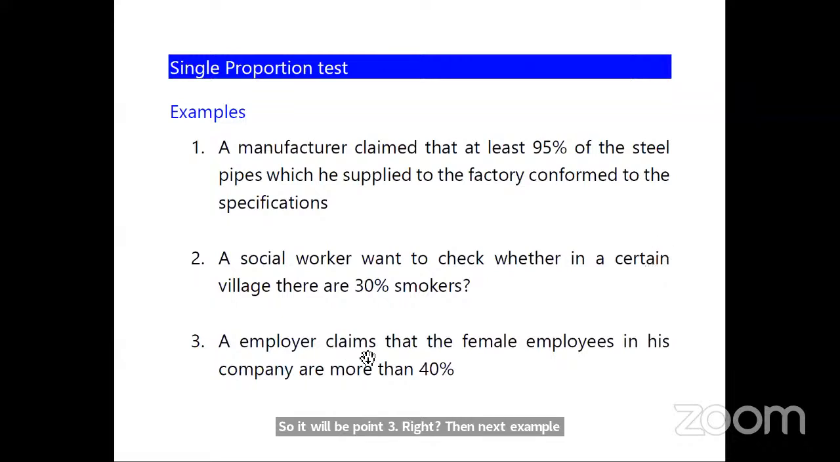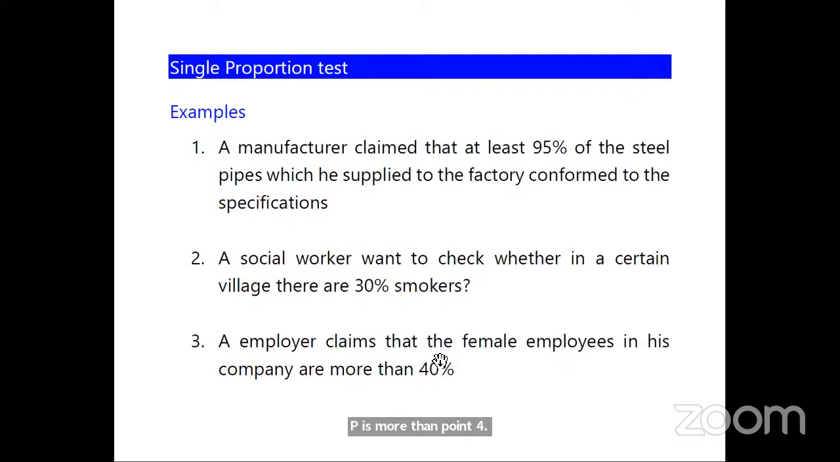an employer claims that the female employees in his company are more than 40%. See now, the employer wants P to be more than 0.4. Right, and this is very good, Sandhya, and this is the alternate hypothesis, isn't it? Research hypothesis.